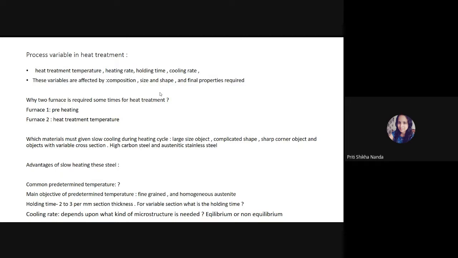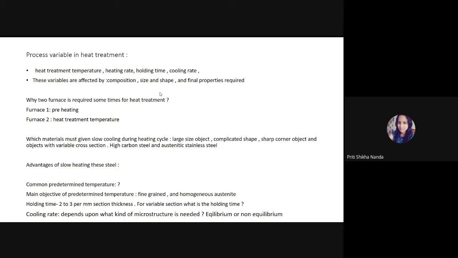But why is more holding time required? If the cross-section thickness is more, you have to remember, thickness is important. The length is not important, the breadth is not important, but thickness is important. Higher the cross-sectional thickness, higher the holding time. Lower the cross-sectional thickness, lower the holding time.